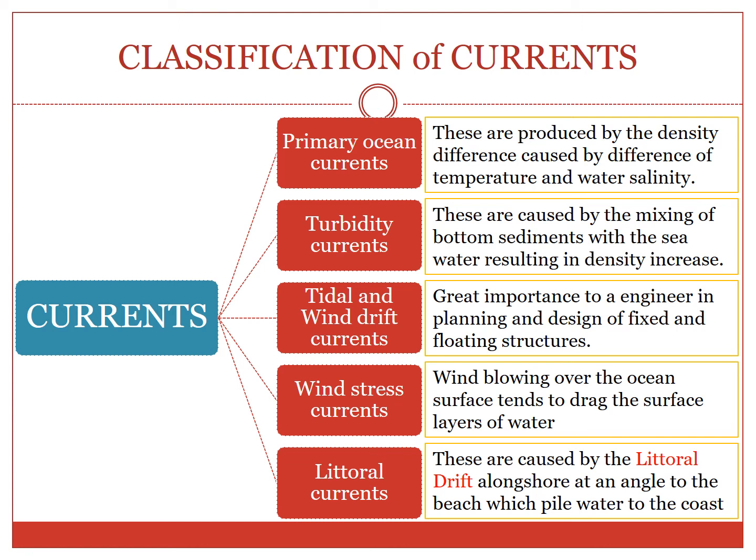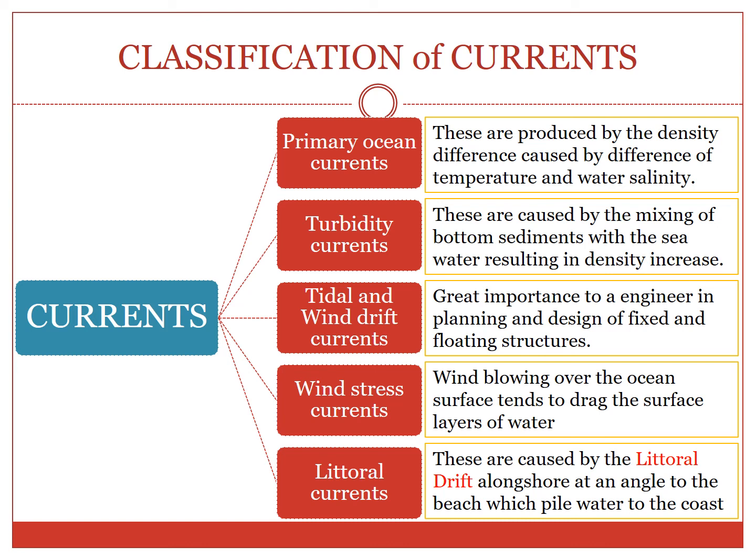Second is turbidity currents. These are caused by the mixing of bottom sediments with the seawater, resulting in an increased density of water locally. For example, currents produced by underwater landslide. Turbidity currents are of importance in the silting of deep water structures and in the case of submarine pipelines and cables. So, due to the mixing of bottom sediment into the sea, resulting in its density increase, we call those currents turbidity currents.